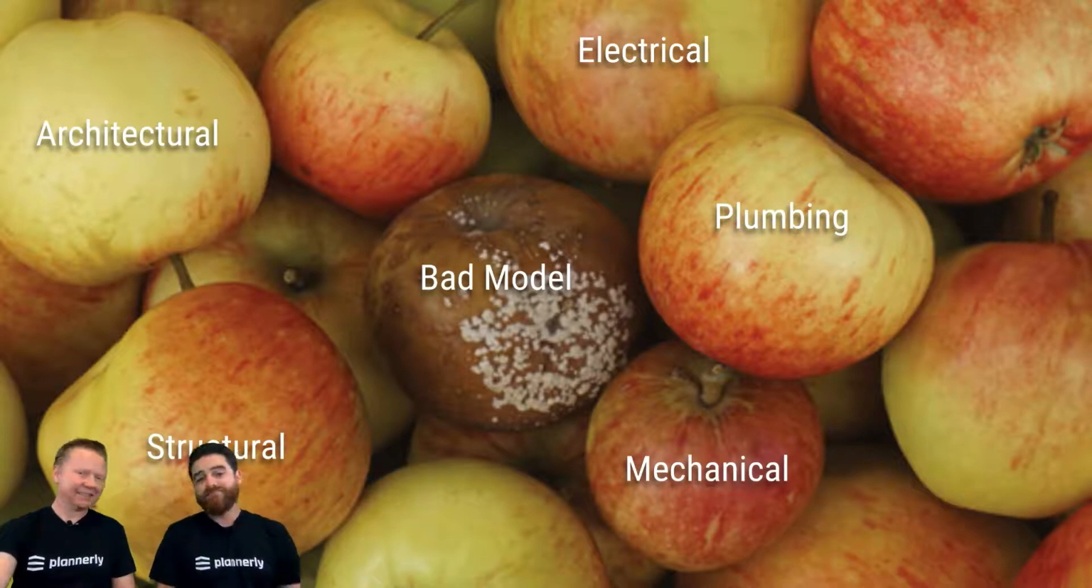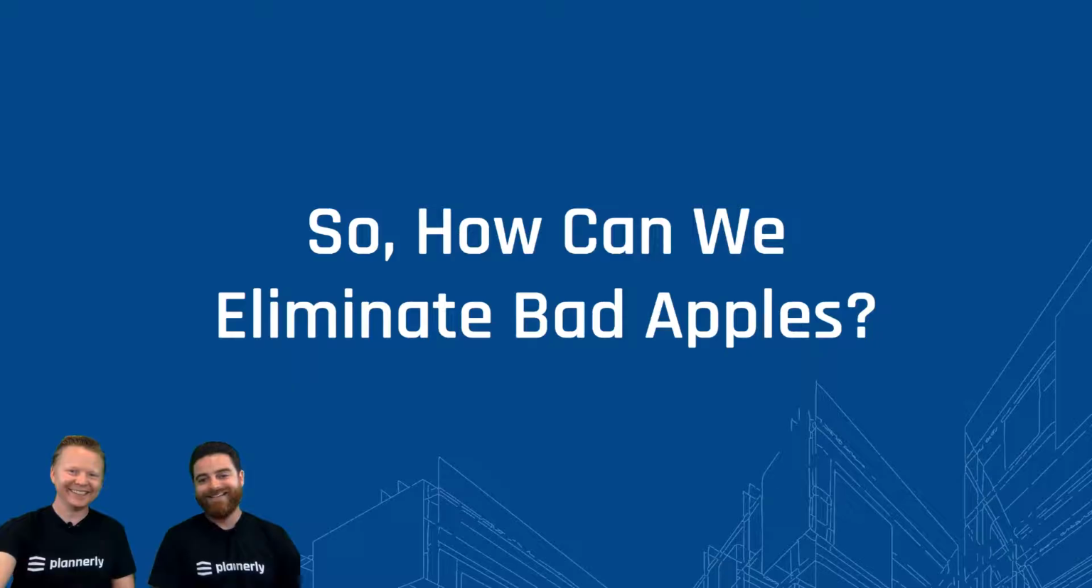What's coordination if you're missing mechanical duct? The piping's fine, but there's missing mechanical duct. So we're obviously avoiding some clashes that could or could not have been there. So coordinating around something that's not there is pretty tough. So how can we eliminate those bad apples? How can we go through a workflow that will help us to eliminate them?